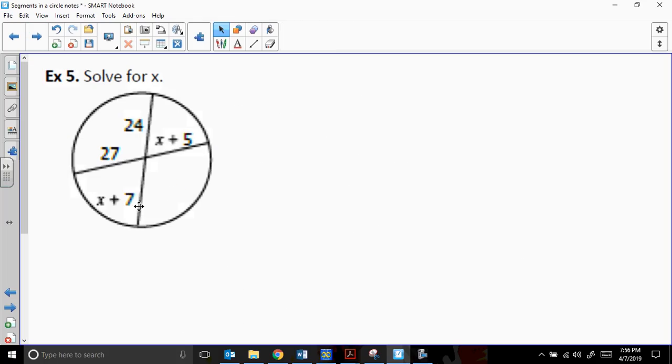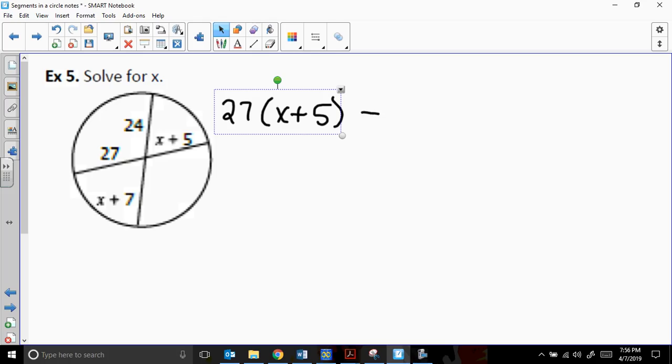In this case, we have two expressions, but still we're going to just distribute. So we got the 27 times the x plus 5. So remember that's going to go in parentheses. And that's going to be equal to the 24 times x plus 7.